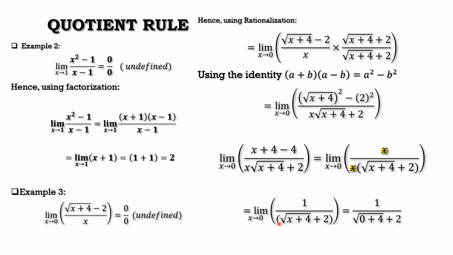So when you do that, we are still going to find the limit as x approaches 0. So we are going to do our direct substitution, where anywhere we see x, x will be 0. When you do that, our result will be 1 divided by 2 plus 2, which is equal to 1 over 4.